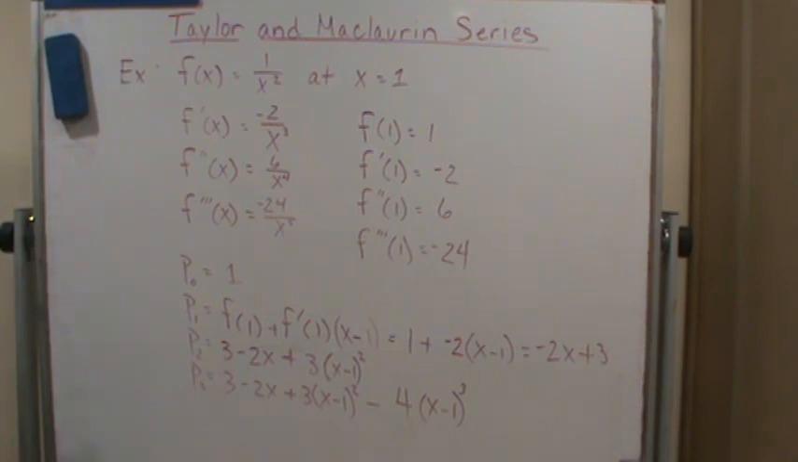Times x minus 1 quantity cubed. And those are the four Taylor polynomials. And that's it. Have a great day.